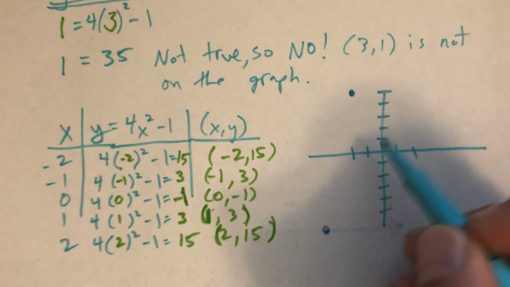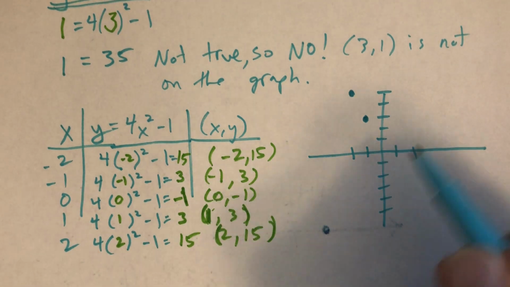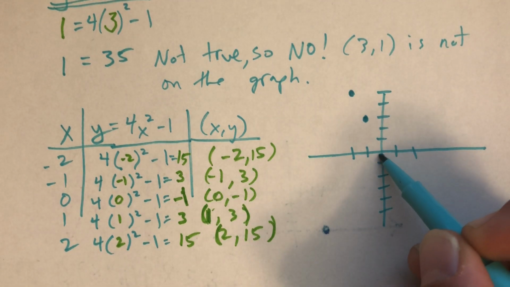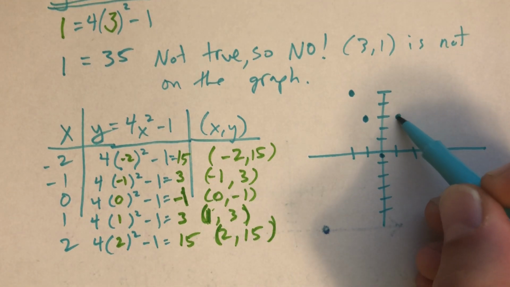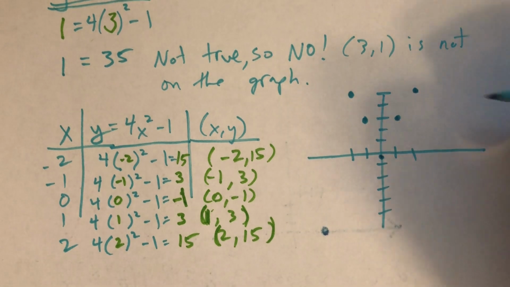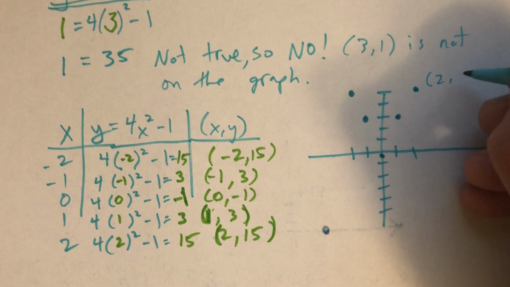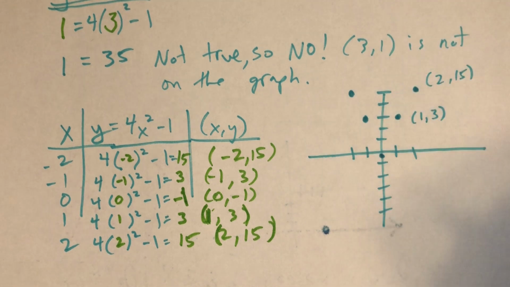-1 goes with 3. 0 goes with -1. So it's like there. 1 goes with 3. And 2 goes with 15. So, I mean, we can label these all. I don't want to clutter it up too much, but we can label all of these, right?